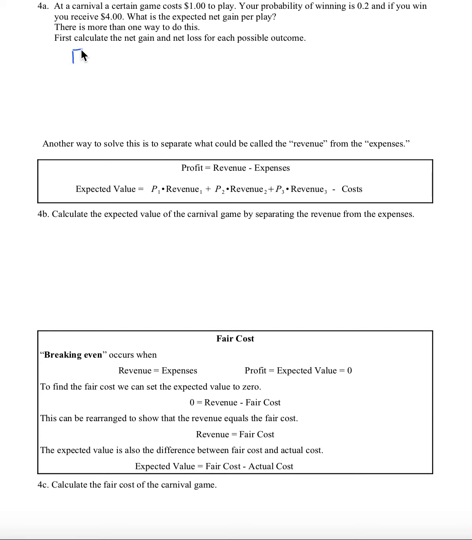So how does that work? We need the probability of a win times the net gain on a win. Then we'll have to multiply the probability of a loss times the net gain on a loss. Now, what do I mean by the net gain?